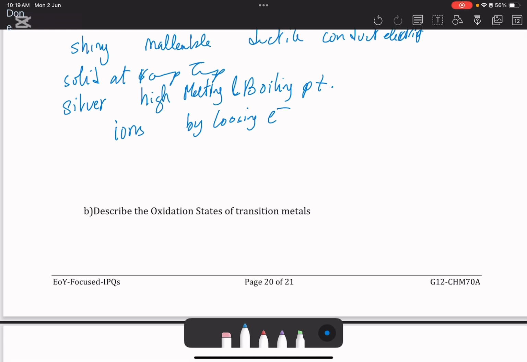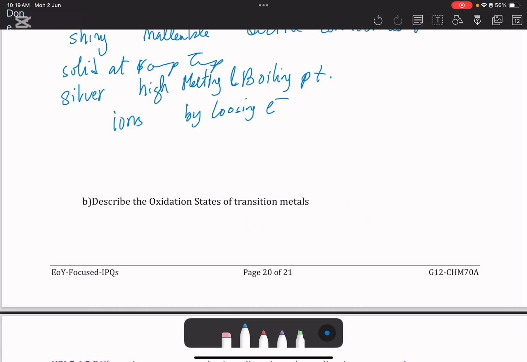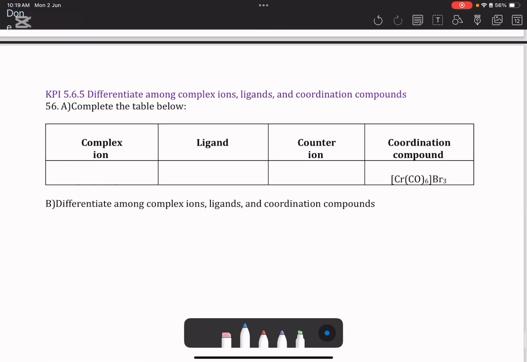Describe their oxidation states. They have many oxidation states, like for example, copper has 2 oxidation states, and others. And that's why they are colored ions.